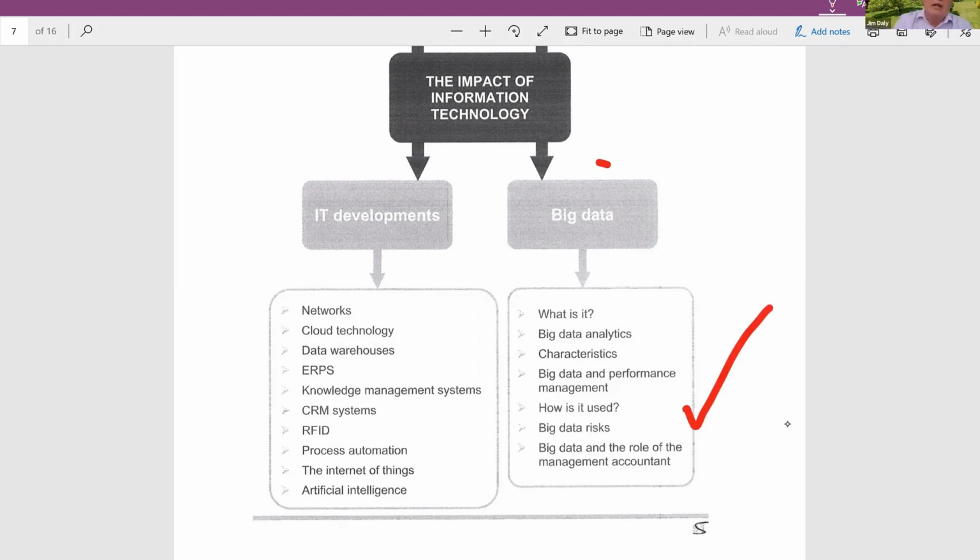Big data will be practically on every exam paper in some shape or form from a theory point of view. What is it? What are the analytics that can be used? Characteristics, the big data and performance management, how it is used, big data risk, and the role of the management accountant. So you're looking at things like the 5 V's inside there: volume, velocity, veracity, and so on. Okay, so again, impact of technology, pure theory.